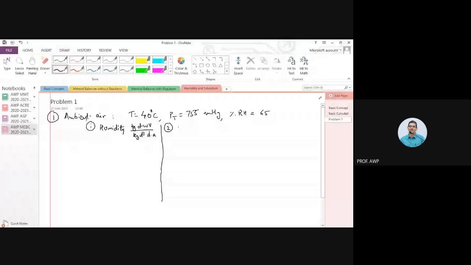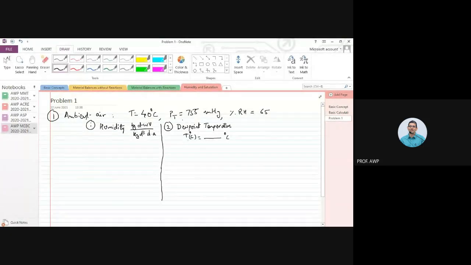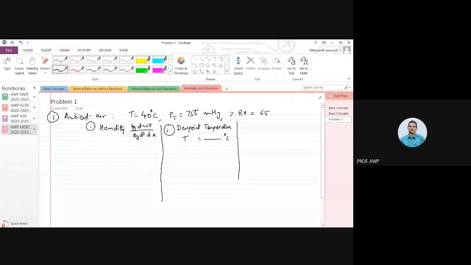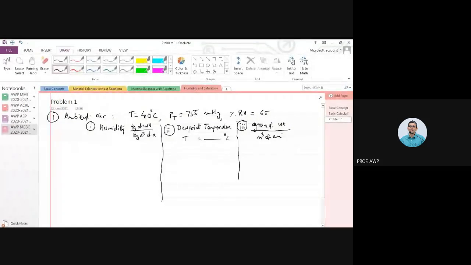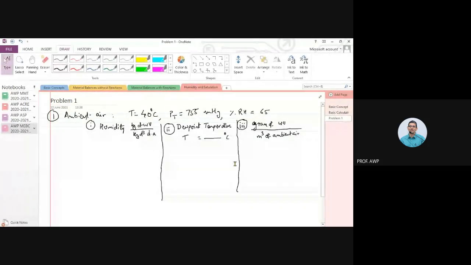Second thing I would like you to calculate is what is the dew point temperature, meaning pressure is constant, only temperature is reduced till we get condensation, start of condensation. One drop of water appears, that is called the dew point. Okay, I want that in degrees centigrade. That is the second thing. Third thing I want you to calculate is kgs or grams of water vapor per meter cube of ambient air. So that is the first problem.